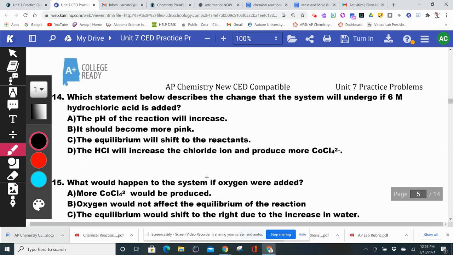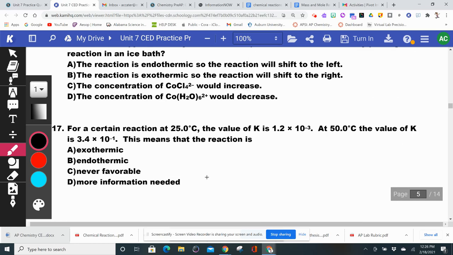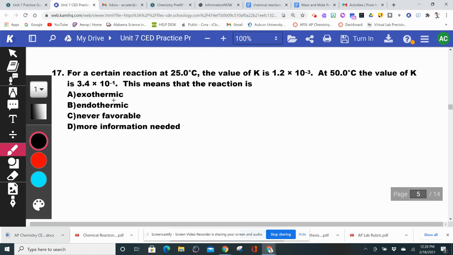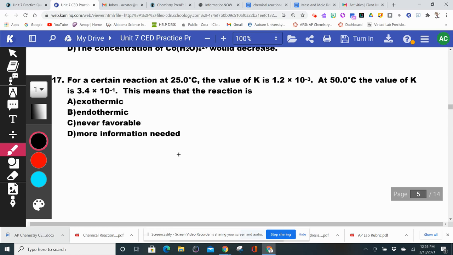Let's see, what else just in general. There's our endothermic, exothermic thing again. So again, make sure you understand which one is which.